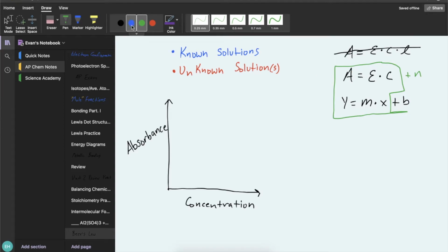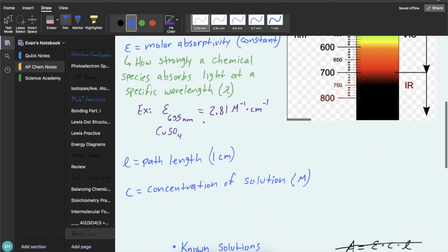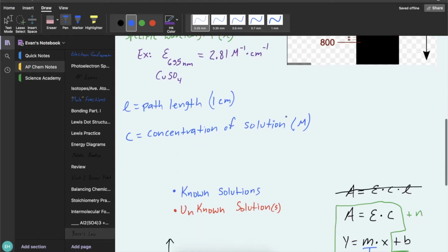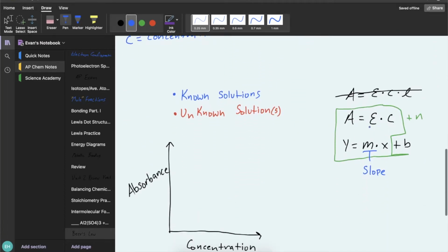But think about what these all are. Remember, m for a linear graph is the slope, right? Which means that in a line, this is a value that does not change. So just like the slope of a line doesn't change, remember that molar absorptivity is a constant value, okay? So if this is a constant value, this is never going to change.